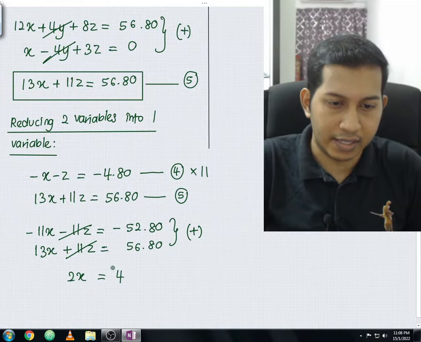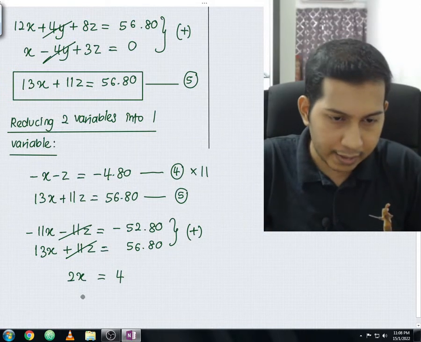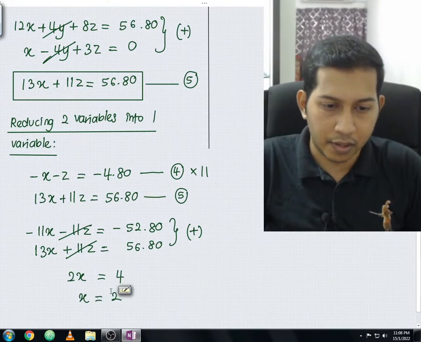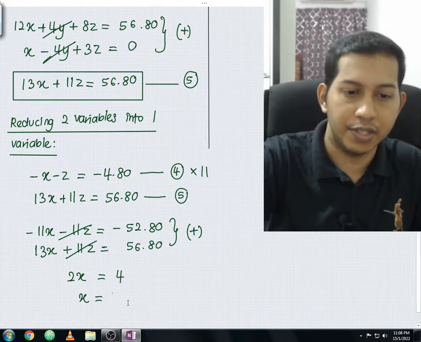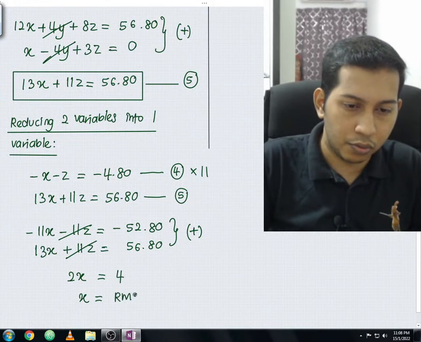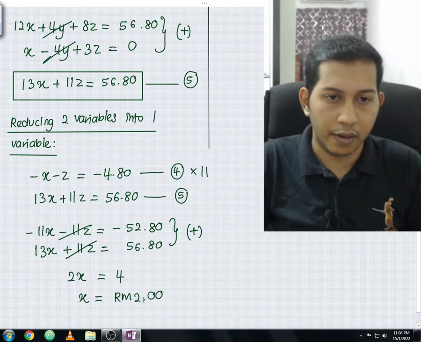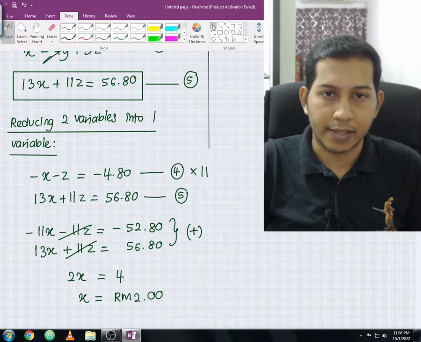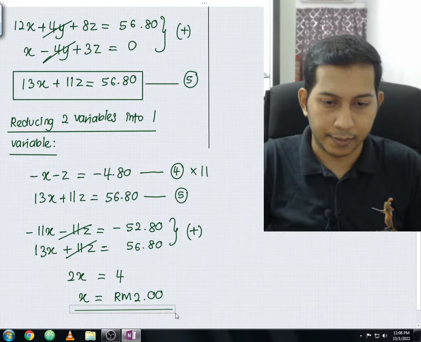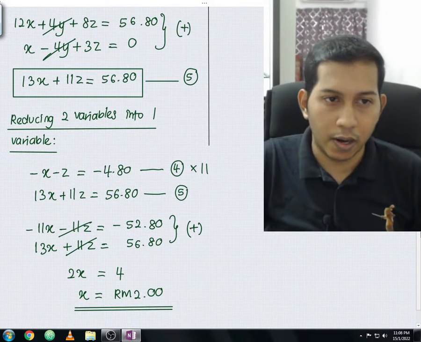It's a nice number, 4. So 2x equals 4. So from here you get x equals 2, or it is better for us to write in terms of currency, which in this case x is 2 ringgit. So you have already got the first solution, where x equals 2 ringgit. Let me underline this. So we already got our first solution.